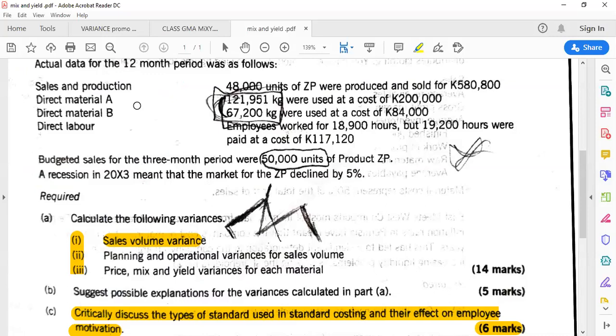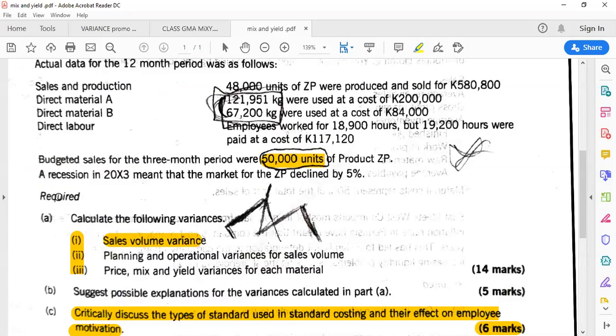What is the original here? The original is the budget. What was the budget? This company had a budget of how many units? 50,000 units. Have you seen? Now see, 50,000 units.